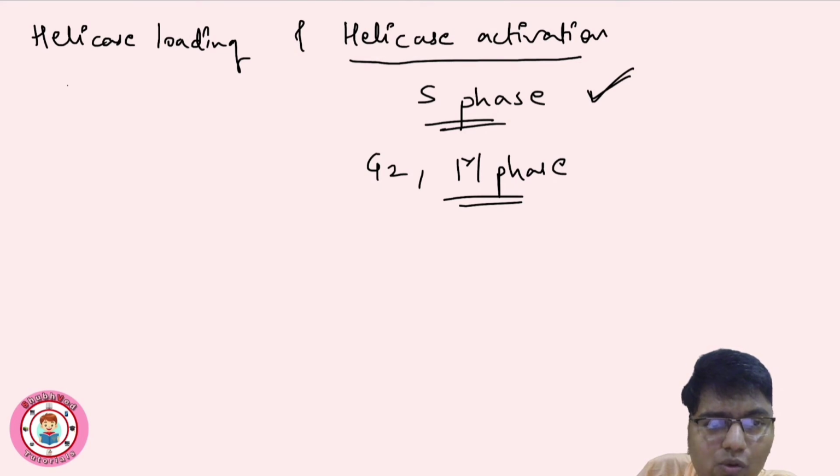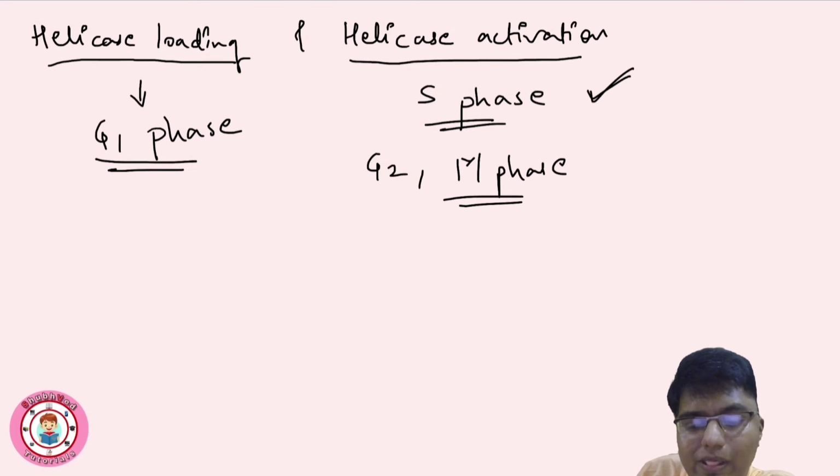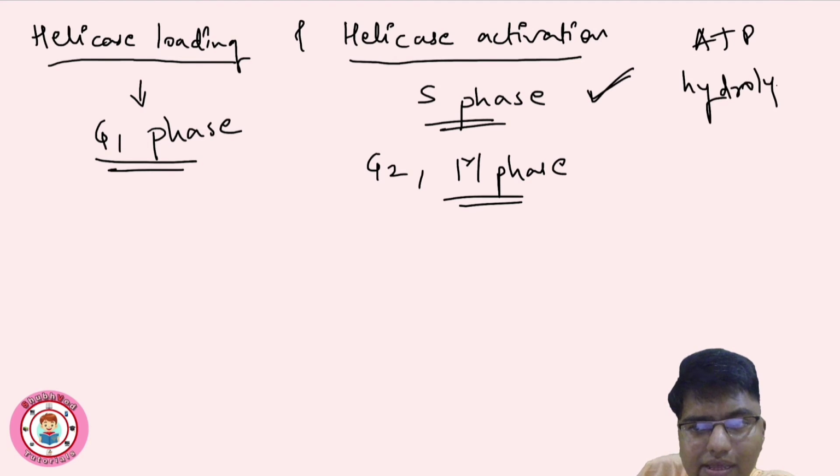Then when does helicase loading take place? Helicase loading takes place in G1, meaning helicase is loaded in the G1 phase. This is a preparatory phase. We know that, so all the preparation is done in G1. So helicase is loaded in the G1 phase, and activation is done in the S phase. Also, helicase loading requires ATP hydrolysis.